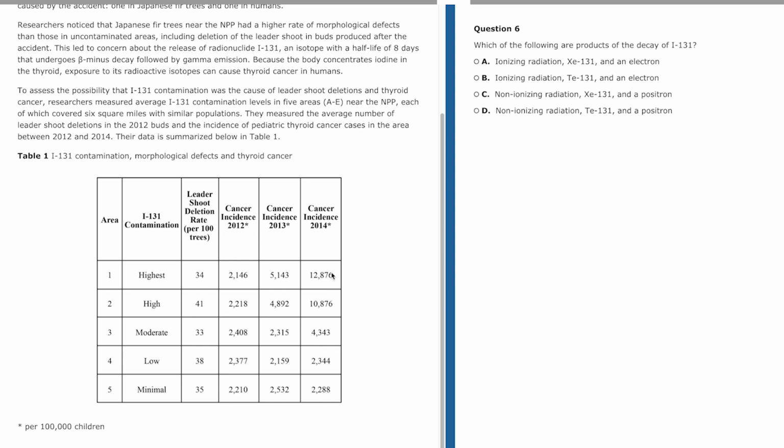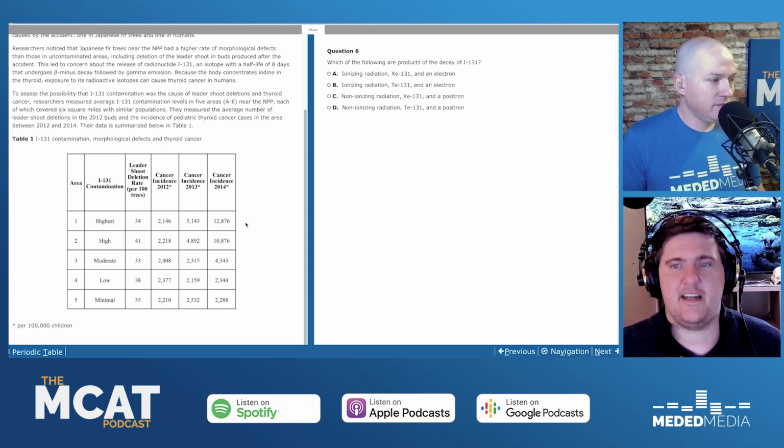Yeah, especially looking at 2012, when they're all pretty much the same, within like 100 of each other. And then you look at 2014, and we have 2,000 in the minimally contaminated area and 12,000 in the highly contaminated area. So something definitely going on there.